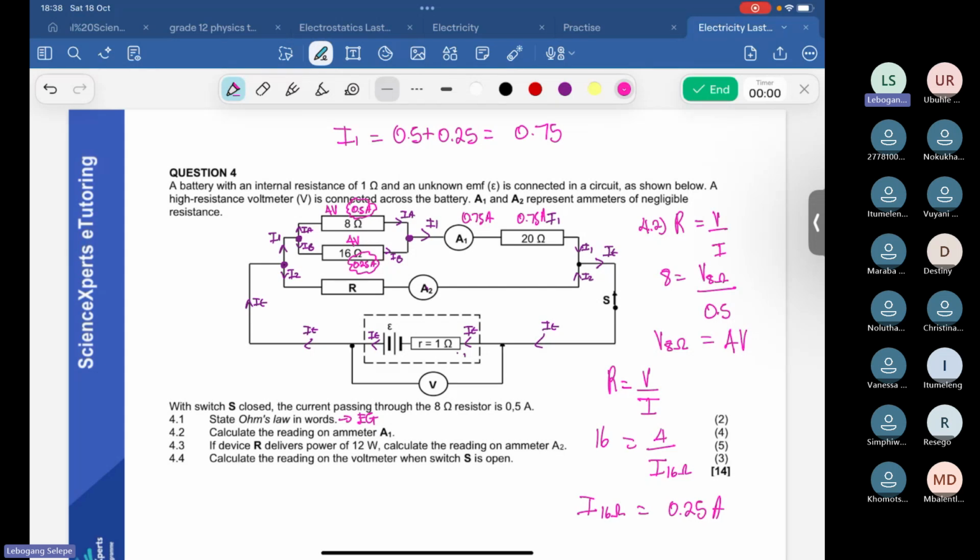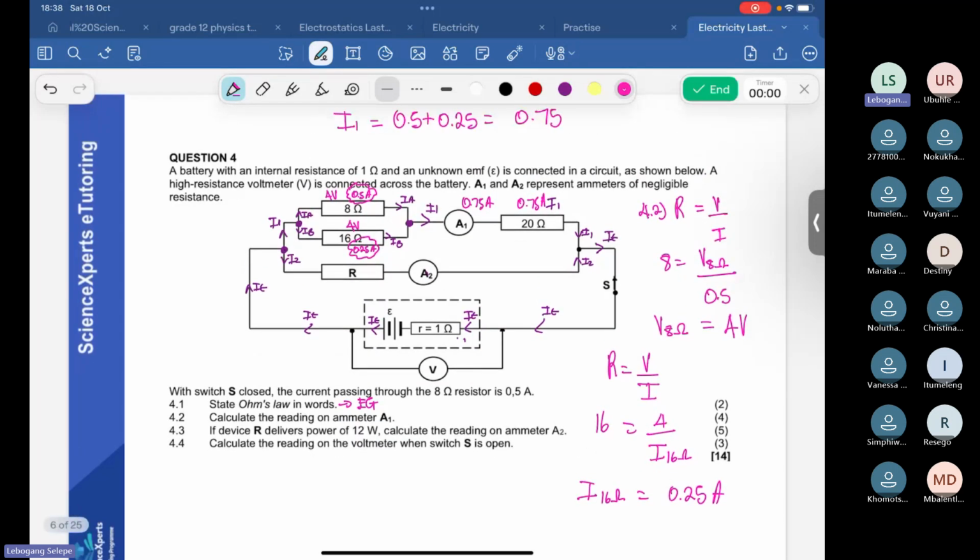So that's the beauty of it, guys. There are too many ways of doing this. There's no one universal way, as long as you get the right answer.